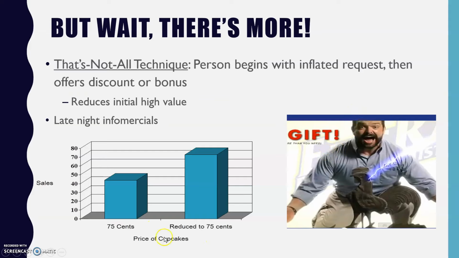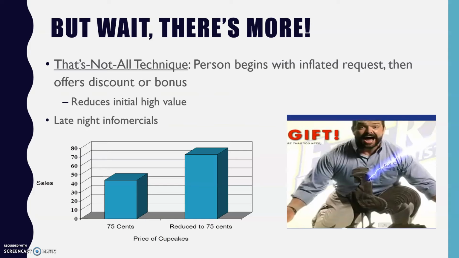So what you're looking at here is a sale. You have cupcakes that are either being sold for 75 cents or you are told that they have been reduced to 75 cents. You'll notice that when people see that cupcakes are on sale and they've been reduced to 75 cents, people are more likely to buy them. Now, let's be clear, you are not actually saving anything when you buy something on sale. But the fact that it is on sale makes you think you're getting a good deal when you're still out there spending money. And I think this is how stores like Kohl's tend to work.